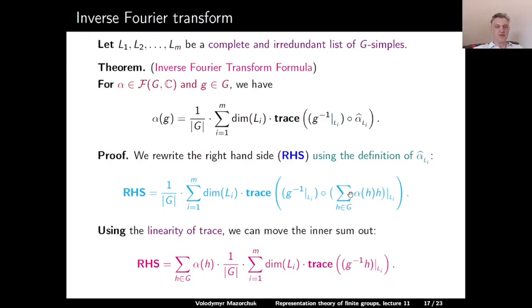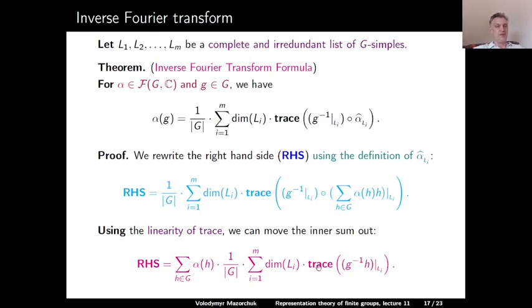Using the linearity of the trace, we can move this sum over all h in G out, and also all the coefficients. So the right-hand side of the inverse Fourier transform formula becomes sum over all h in G, alpha of h times 1 divided by the cardinality of G, times the sum over all i from 1 to m, dimension of Li, and then the trace of the action of g inverse h on the module Li.